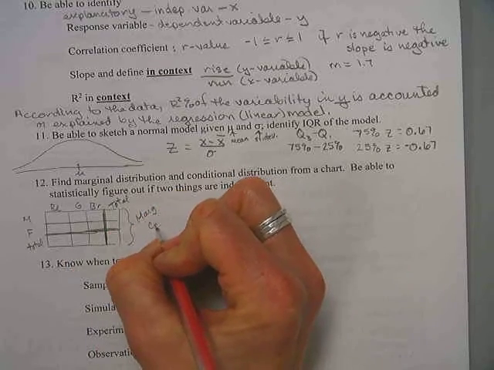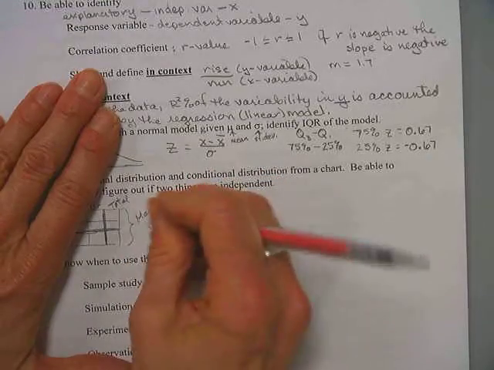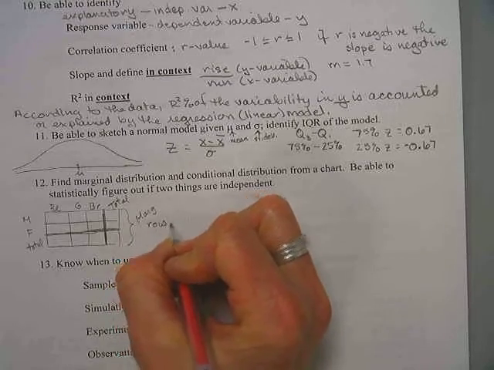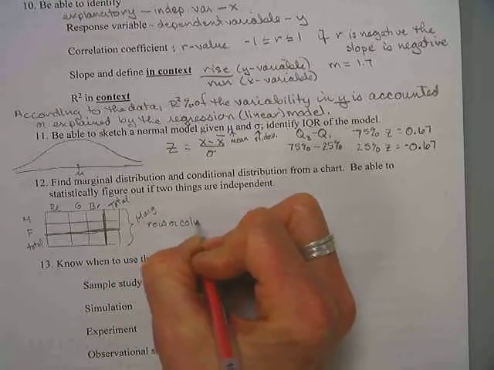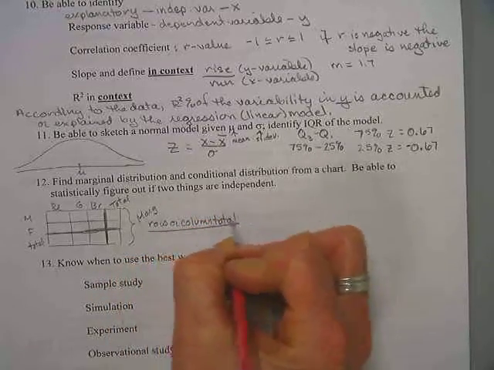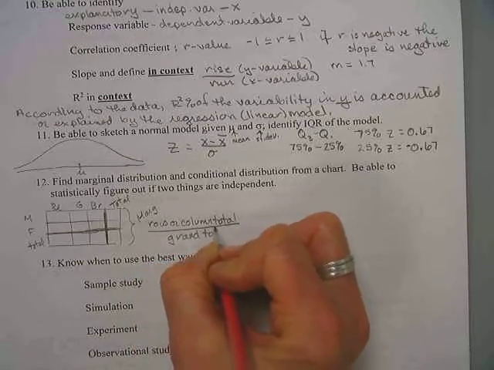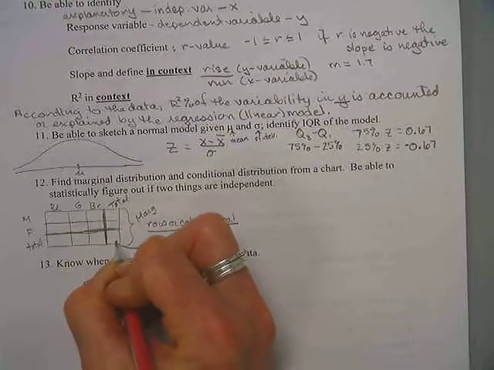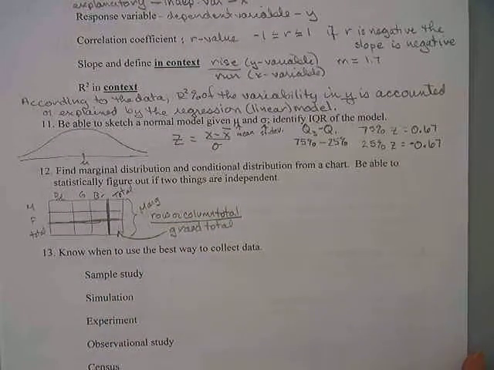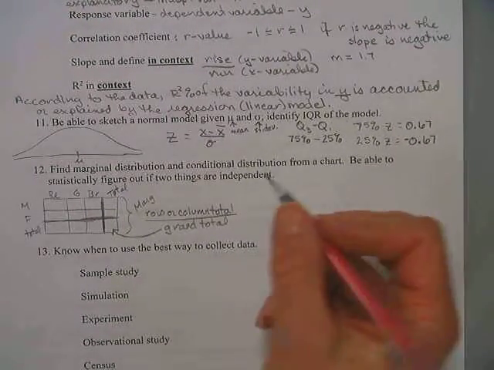You take the cell, or actually I would say you take the row or column total, and you divide it by the grand total. That's going to be right there. Most of you have a pretty good understanding of how to do marginal distribution.